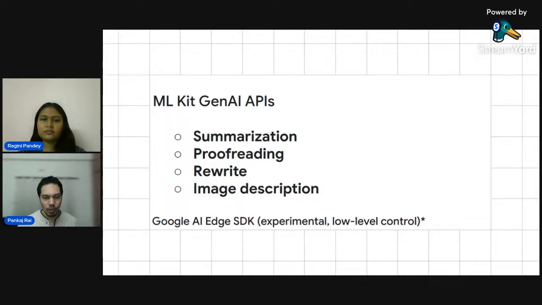So, if your use case falls into any one of these four categories, you can leverage Gemini Nano capabilities using MLKit Gen AI APIs. The amount of code which you have to write is hardly 5 to 10 lines of code. So the simplicity has reduced to such an extent that you just write a very little amount of code and behind the scenes everything will be taken care of for you.